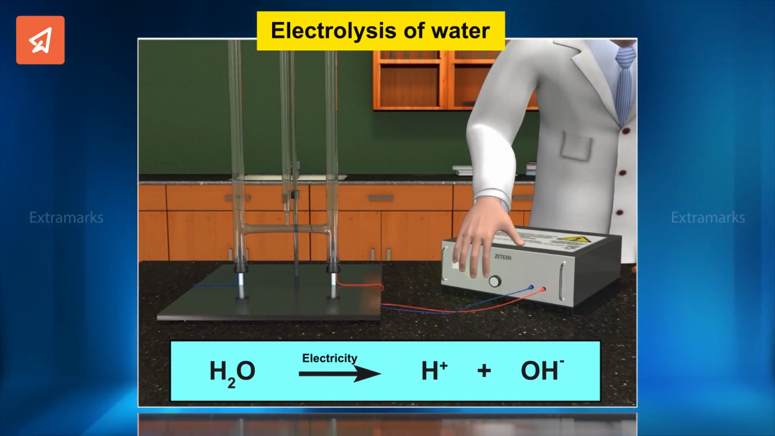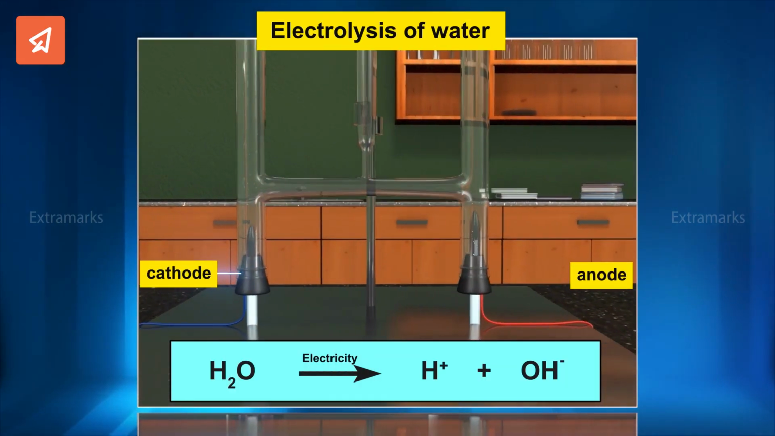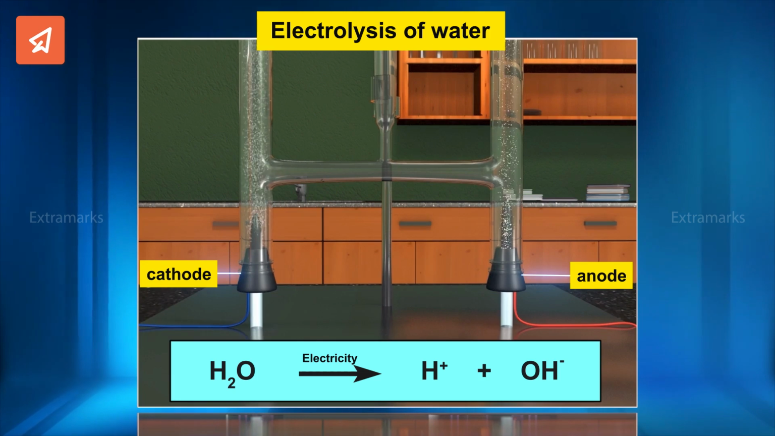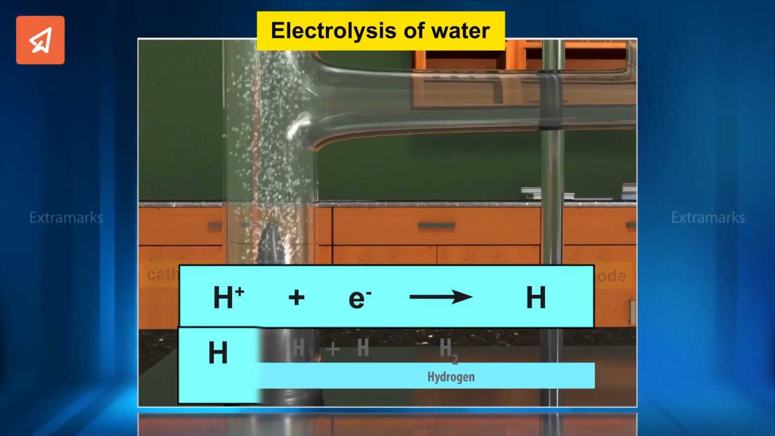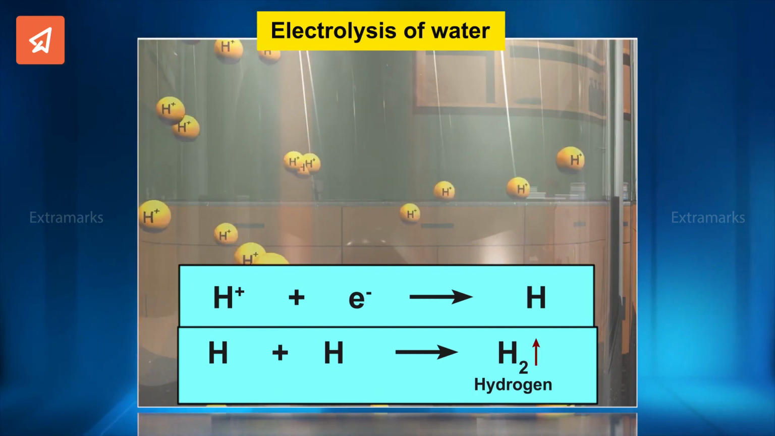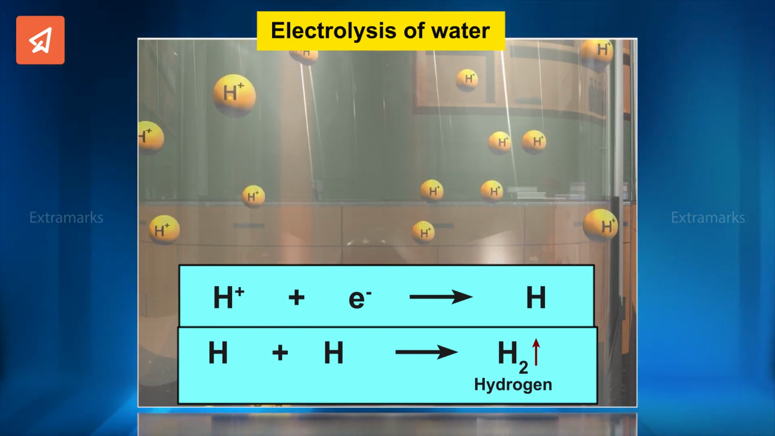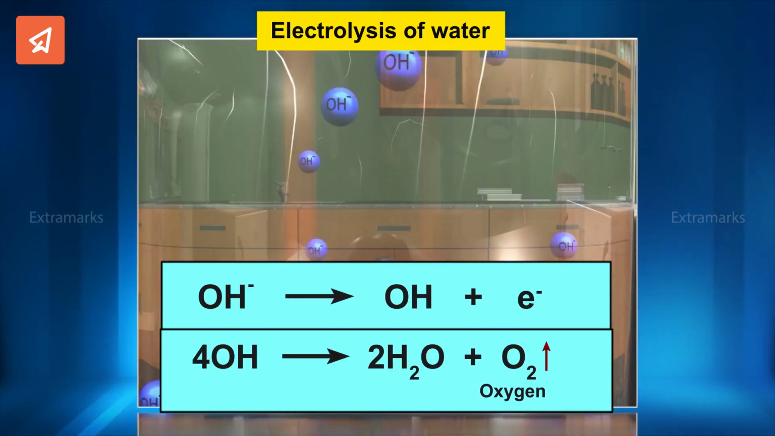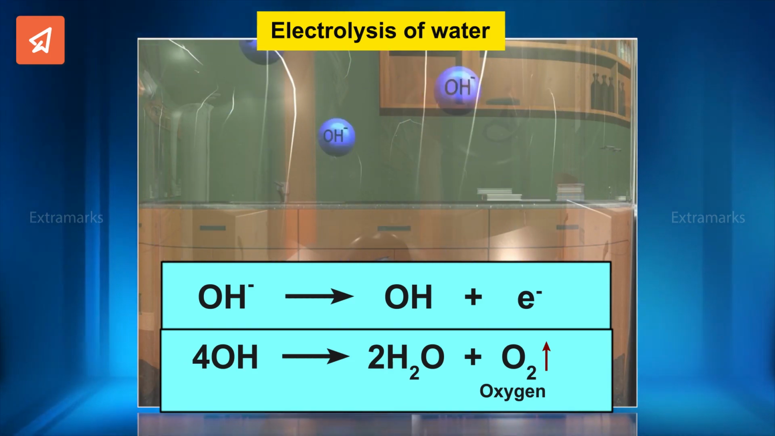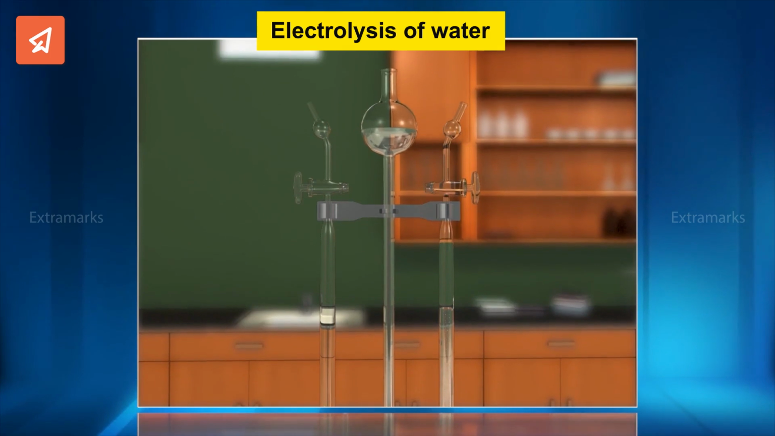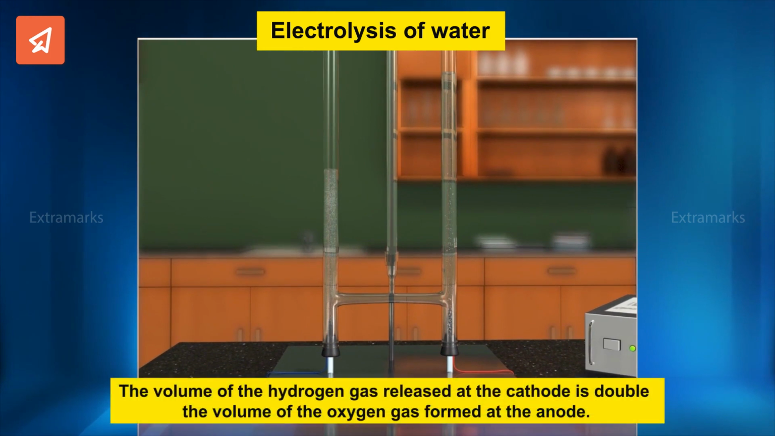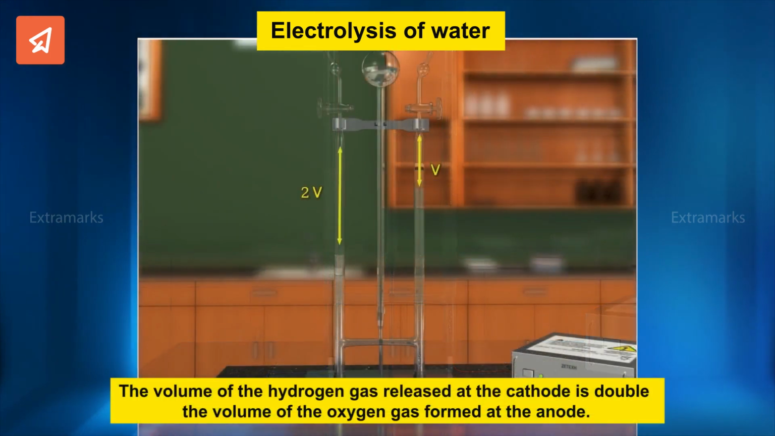When the electric current is passed through the water, it dissociates into hydrogen ions and hydroxide ions. One can observe that at the cathode, the positively charged hydrogen ions get discharged as hydrogen atoms that form hydrogen molecules. At the anode, the negatively charged hydroxide ions are discharged and form water and oxygen gas. On observing the volume of the gases released at the two electrodes, we can say that the volume of the hydrogen gas released at the cathode is double the volume of the oxygen gas formed at the anode.